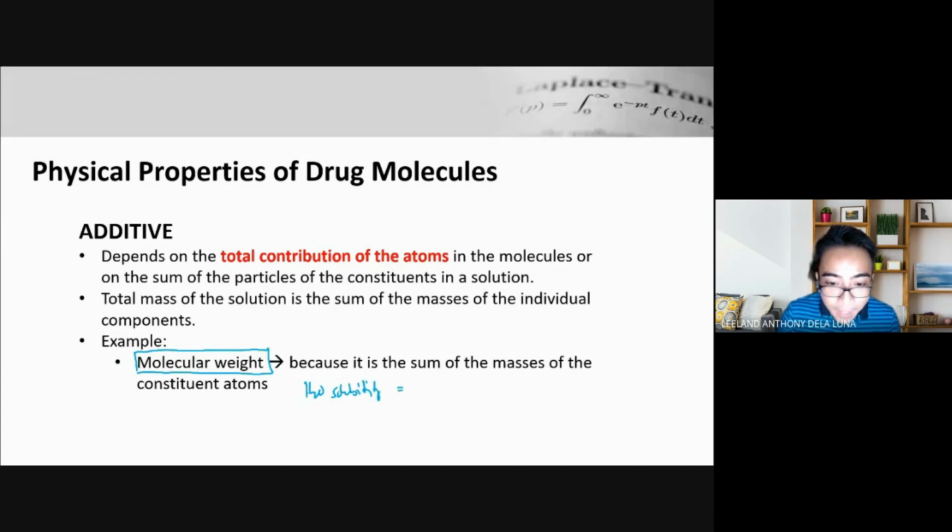Okay, with higher molecular weight, bumababa ang water solubility niya. Alright? Okay, kaya tingnan nyo, class, usually yung mga oily substances, class, are substances with very high molecular weights. Okay? Kaya tendency is, mababa talaga yung kanilang water solubility.